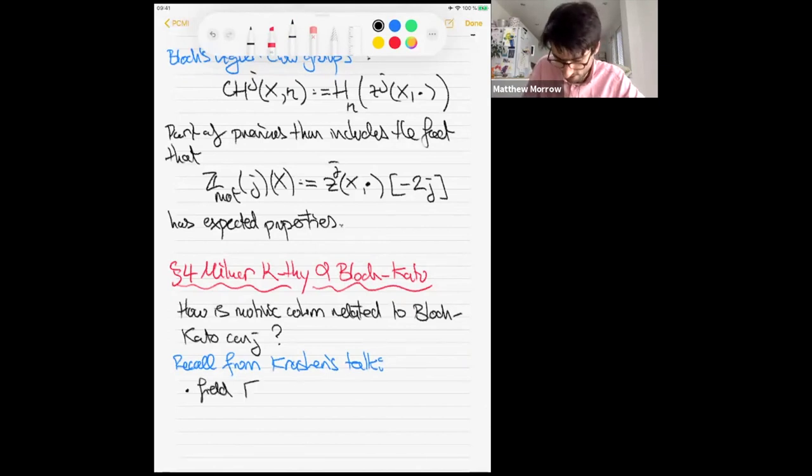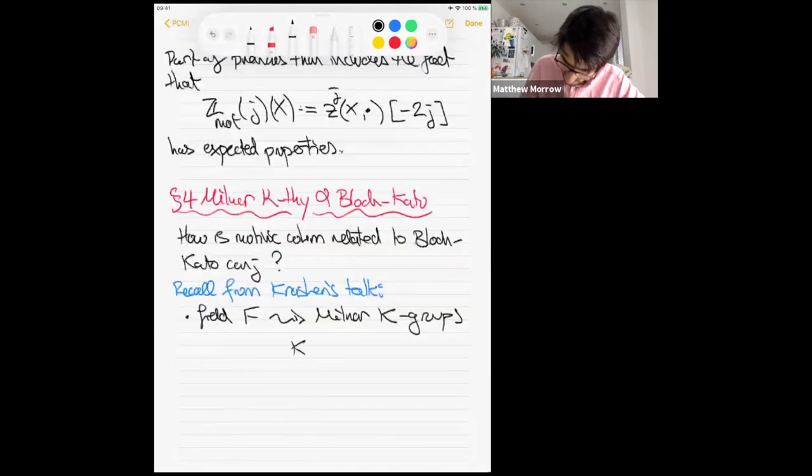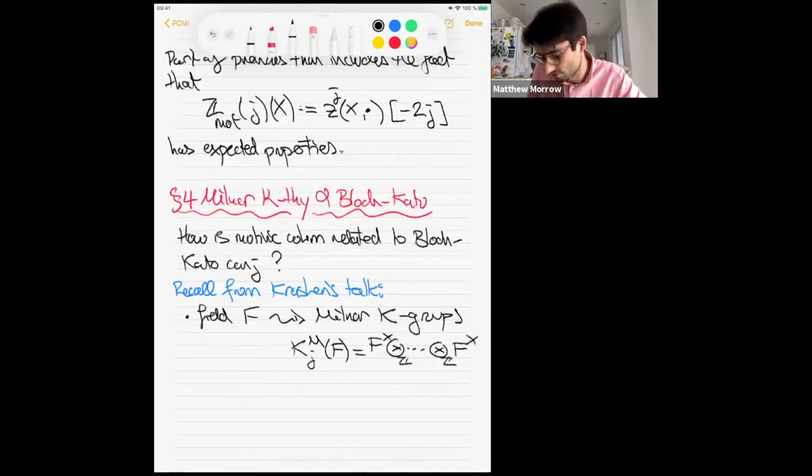If we've got some field F, we can cook up its Milnor K groups, which are these very explicit invariants. They don't even need to be a field, given by tensoring together J copies of the units and modding out by the so-called Steinberg relation.